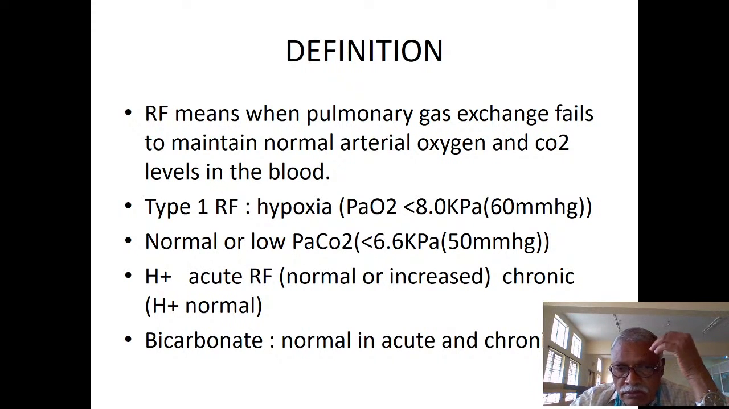The hydrogen ion in acute respiratory failure is normal or increased. In chronic respiratory failure, hydrogen ions may sometimes be normal, because they may be washed out by the renal tubules as a compensatory mechanism. Then you have bicarbonate, which is normal in acute and chronic respiratory failure.